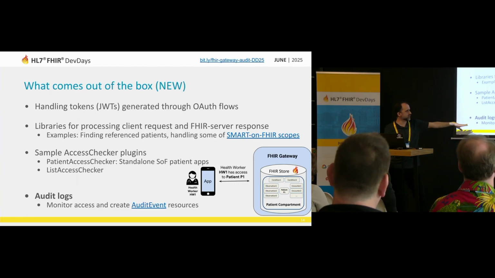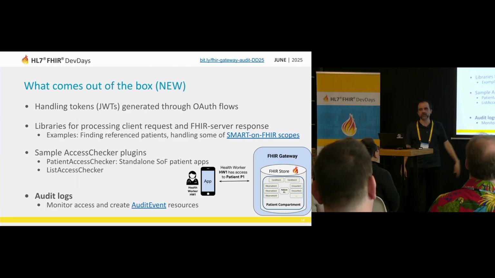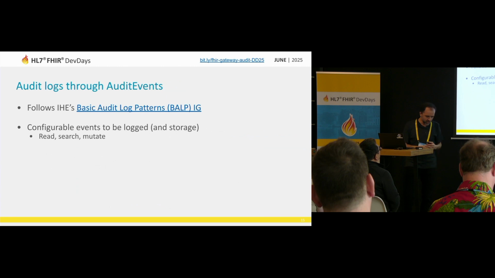We monitor all the access, and then depending on the configuration, we create audit event resources. By default, we store them in the FHIR store, but they can go to other places as well. Okay, so how do we do this? How do we do the audit events?